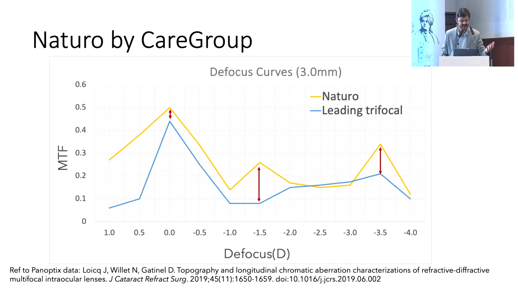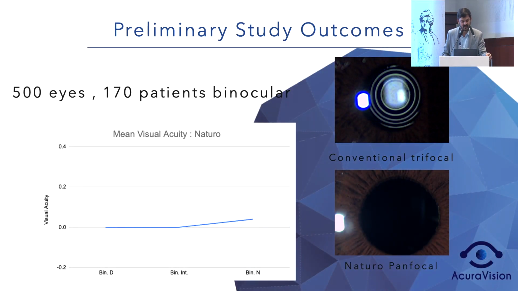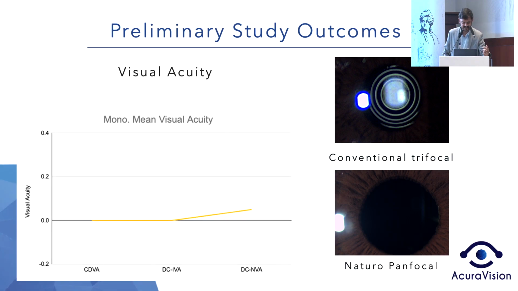And that increases the area under the curvature of the MTF curve. We have done about 500 eyes now, and 170 of them bilaterally. And we see that if you look at the binocular distance and intermediate and near vision, at all distances, it is good or better than 6/9.